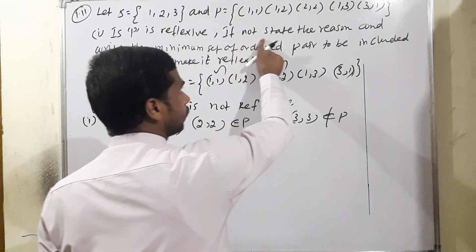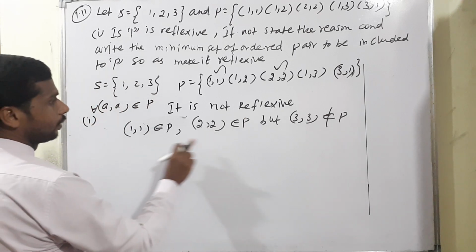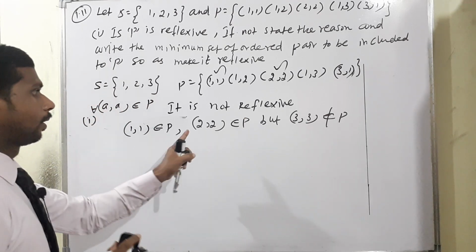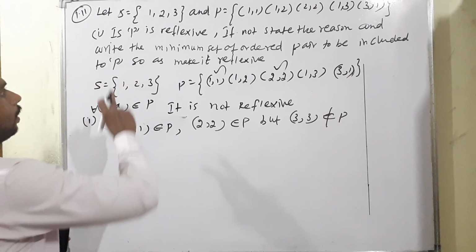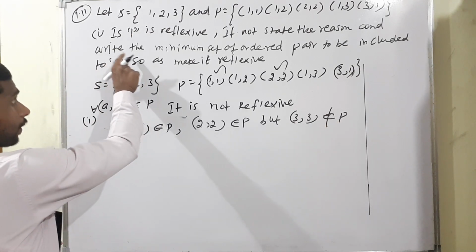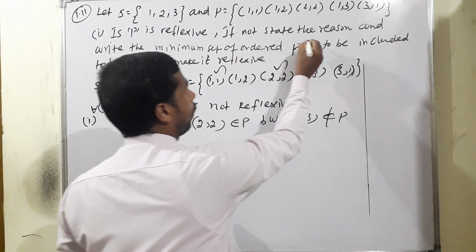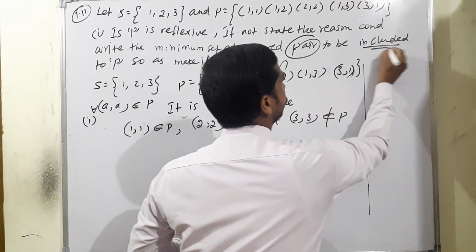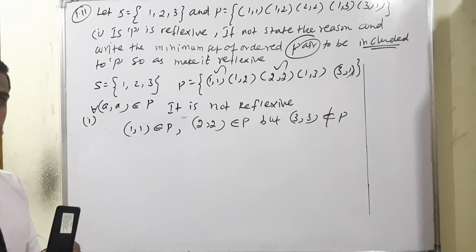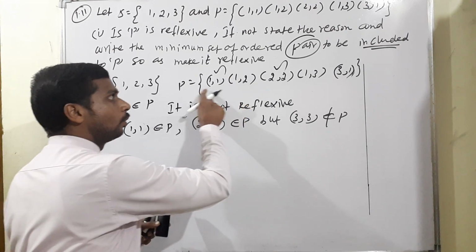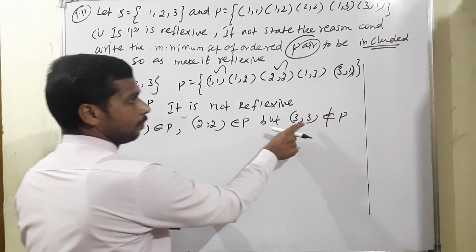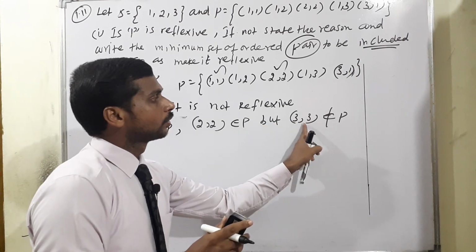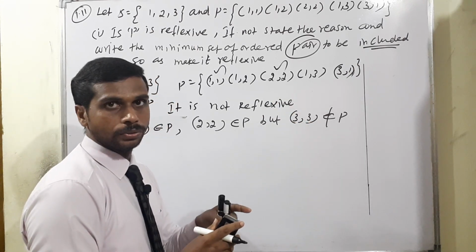If not, state the reason. We have to write the reason. Already I have written the reason: (3,3) does not belong to P. Then another condition: write the minimum set of ordered pairs to be included. So what set is to be included in P to make it reflexive? The set not belonging to P: (3,3) does not belong to P.